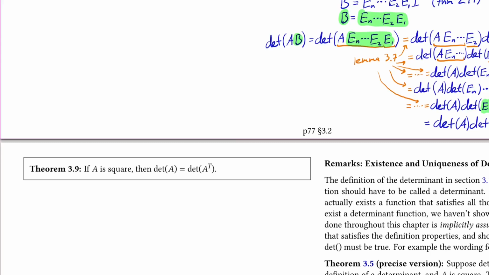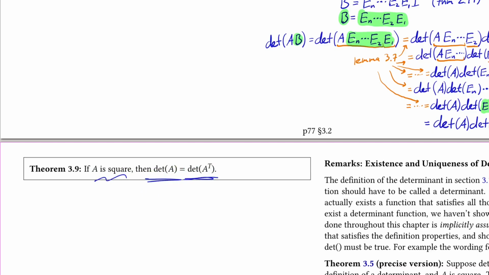Hello, welcome back. Let's talk about theorem 3.9 here. If A is a square matrix, then its determinant is equal to the determinant of its transpose.